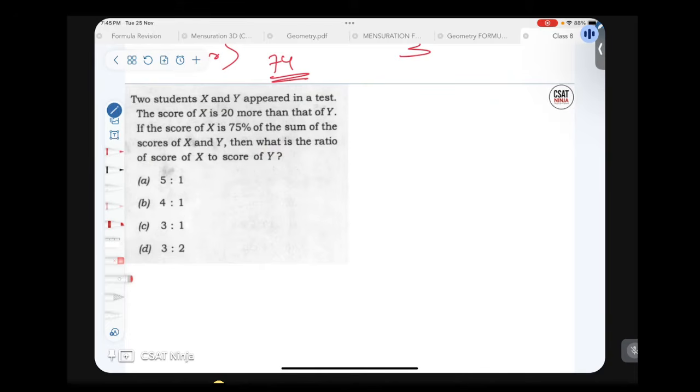Okay, it may be a lengthy question. Let's give it a try. I'll try to write like this. I'll try to solve this one from a ratio and proportion perspective as well, okay? Because we need to find the ratio. So how do we do it? There is X, there is Y.